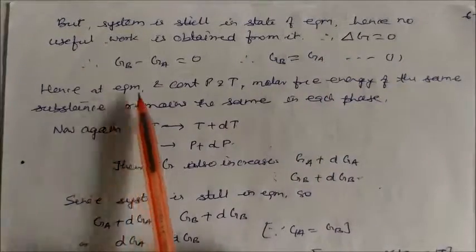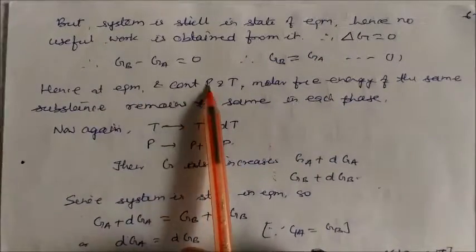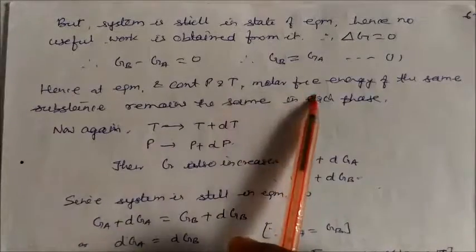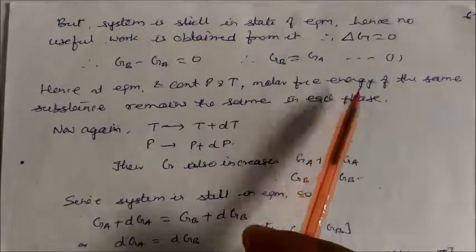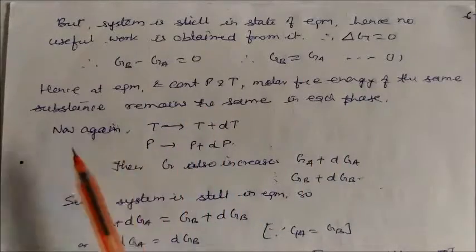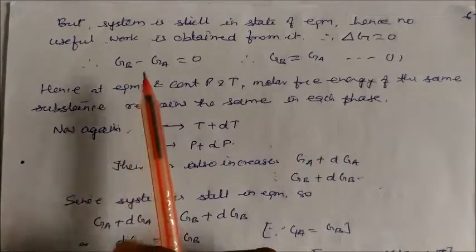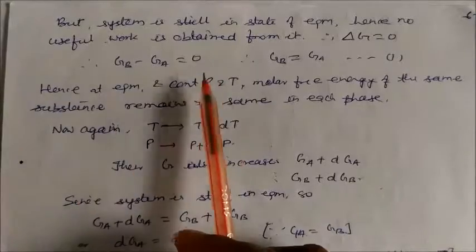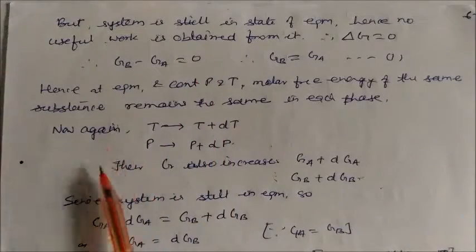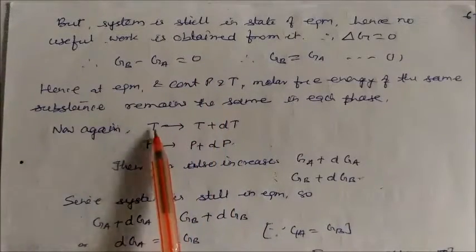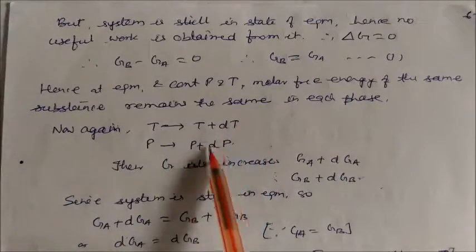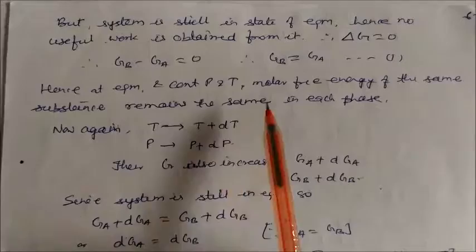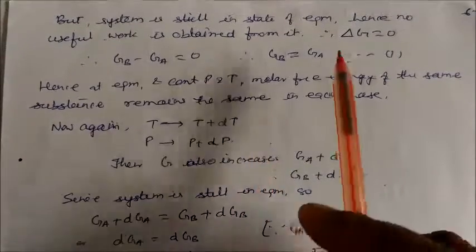So hence at equilibrium and constant pressure and temperature, the molar free energy of the same substance remains the same in each phase. That is, the molar free energy of A will be equal to that of B. Now if you increase the temperature a little by dT and the pressure by dP, that is, an infinitesimally small change in temperature and pressure in the system.